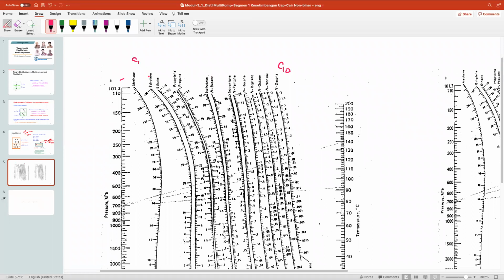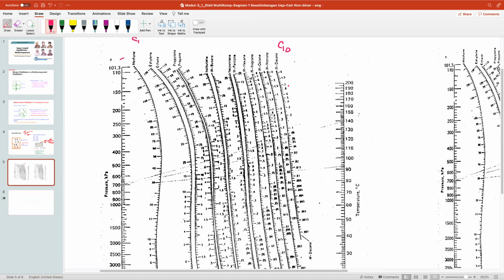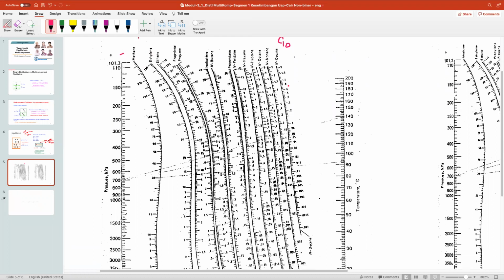All of these curved rulers here are the scale for the K value for each hydrocarbon. In the vertical axis you have pressure, and over here you have temperature. So remember, let's have a look at the temperature.